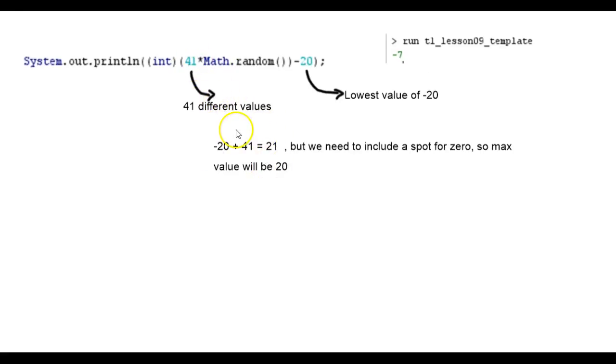Take a look at this one. There are 41 different values in the range. The lowest value is -20. But we need to include a spot for 0, so the max value will be 20. So when you do this calculation, the highest value we could get is 41 point something. When we subtract off that 20, we get 21 point something, and we throw away the decimal. The highest value we can get will be 20.